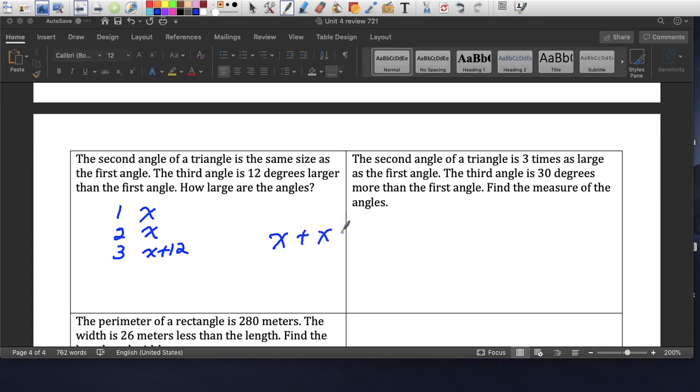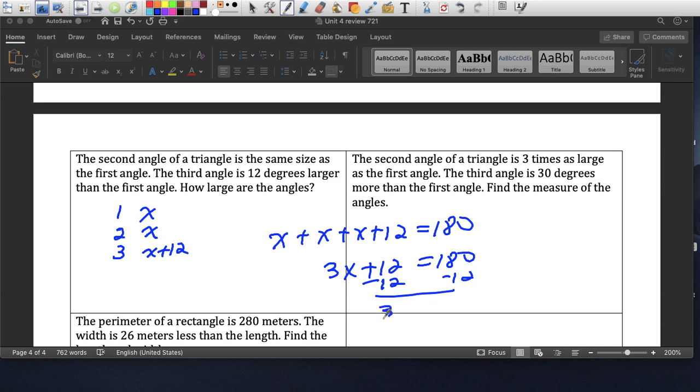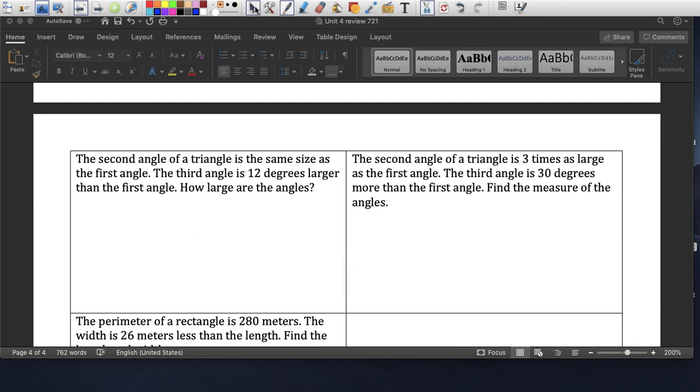Well, I know that in a triangle, if I add all the angles up, it gives me 180. So first angle plus second angle plus third angle, I get 3x plus 12 equals 180. Minus 12 on each side, I get 3x equals 168, I believe. 180 minus 12, and then divide that by 3. I know that x is going to be equal to 56. So the first angle is 56, the second angle is 56, and the third angle is 56 plus 12, which gives me 68. And that should always equal 180 because the sum of the interior angles of a triangle is 180.